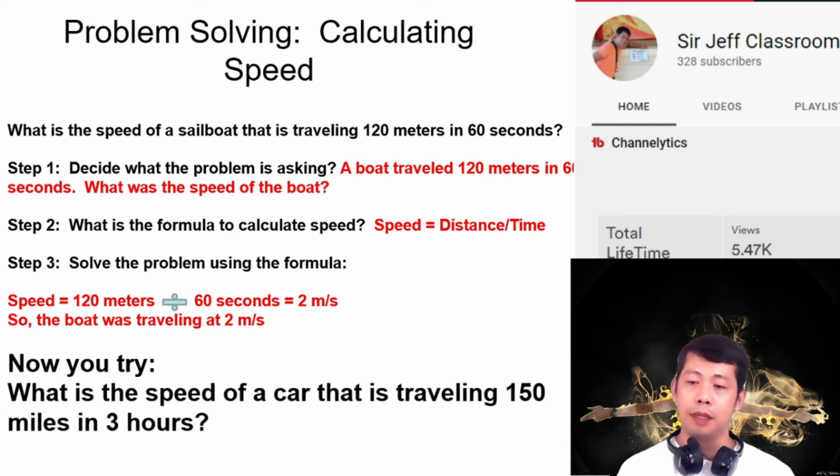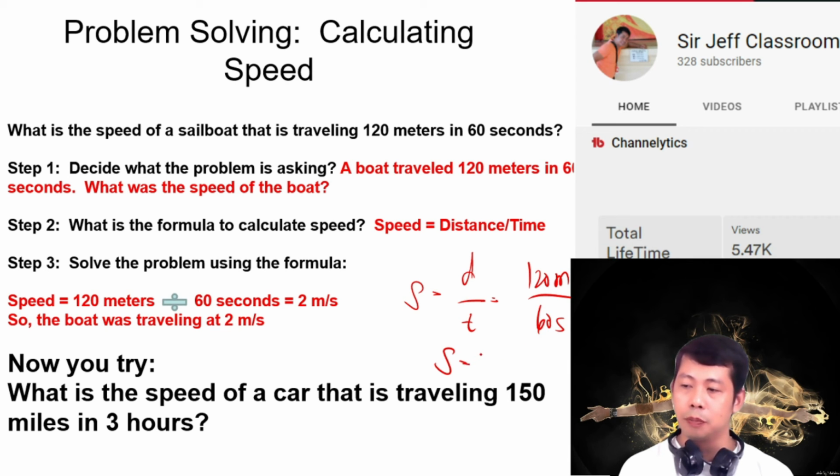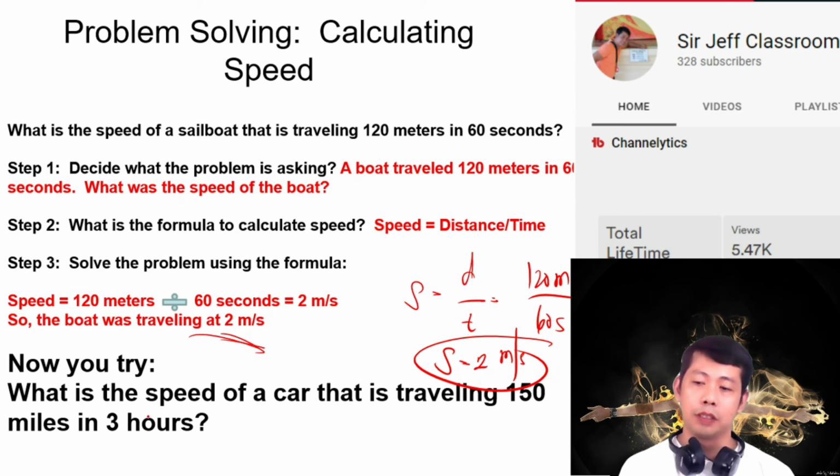So, solving the problem, just using our formula, speed is equal to distance over time. Ipalit lang natin distance, 120 meters divided by our time, 60 seconds. So, 120 divided by 60 is equal to 2. So, ang ating speed now is 2 meters per second. O, yan na yung sagot natin. O, di ba? 2 meters per second. Now, try natin to, no?